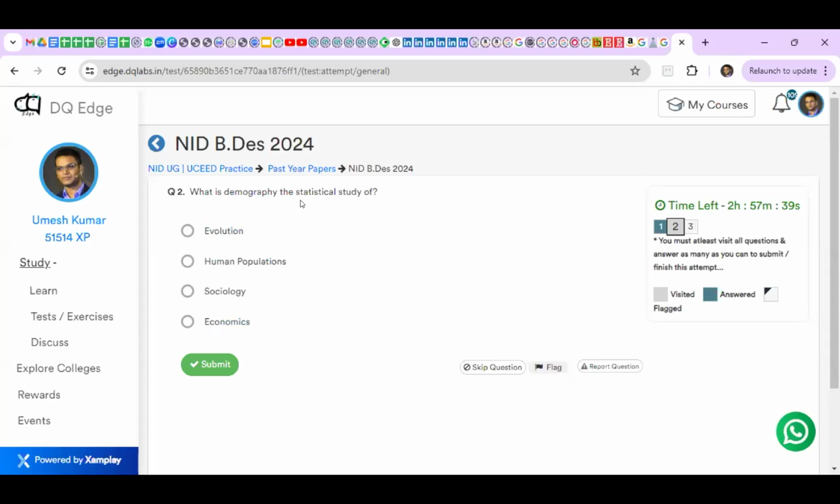What is demography? The statistical study of. I think there's a question. What is demography, the statistical study of, is it evolution, human population, sociology, or economics?